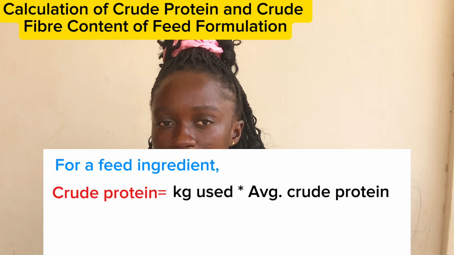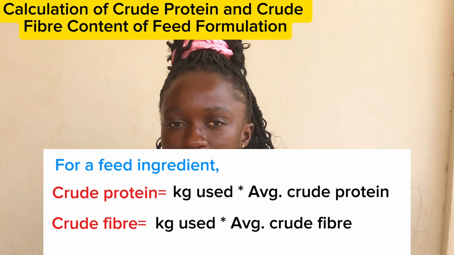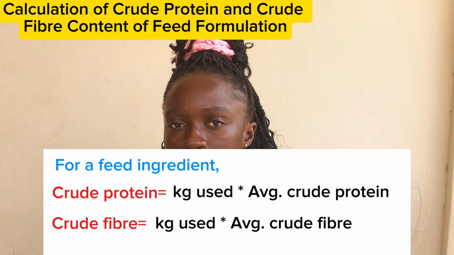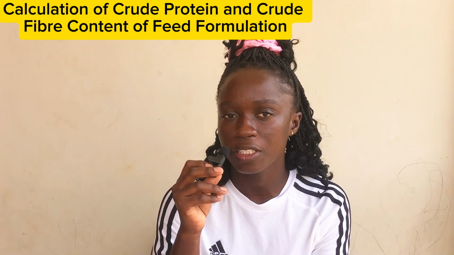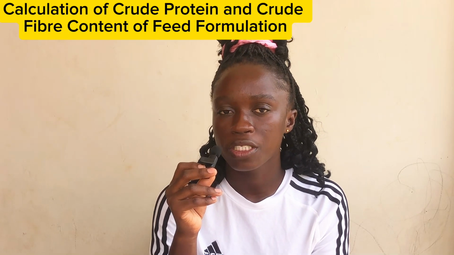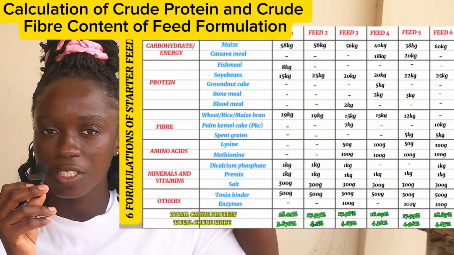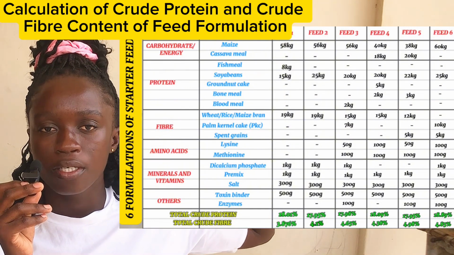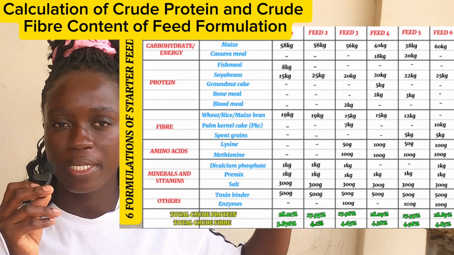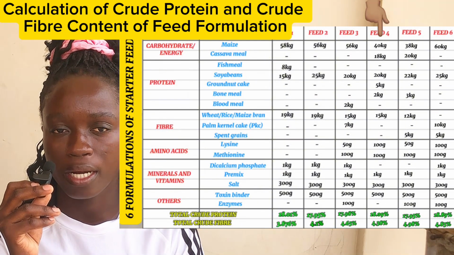In the same way, the crude fiber content of an ingredient is equal to the kilograms of that ingredient used times the average crude fiber content of the ingredient. So let's take an example of a starter feed formulation so that you'll be able to get it better. We are going to take one of the formulations that we already have on this channel. You remember this feed formulation that we did. If you've not watched this video, I'll put the link above. We derived several feed formulations that meet the requirements for starter pigs. So let's take feed 4 and see how to go about the calculation.